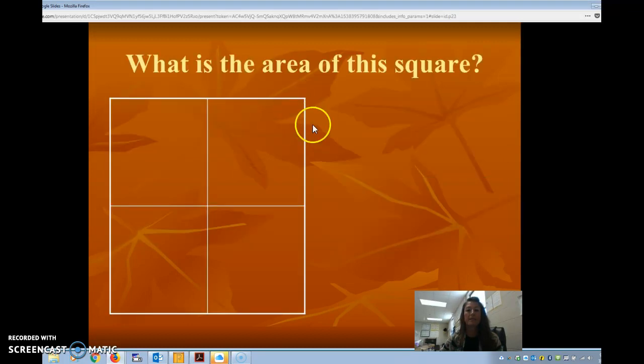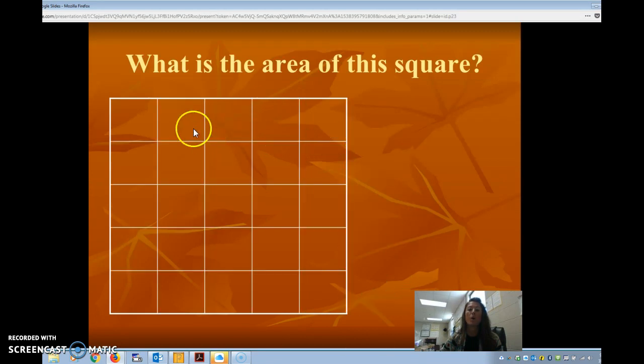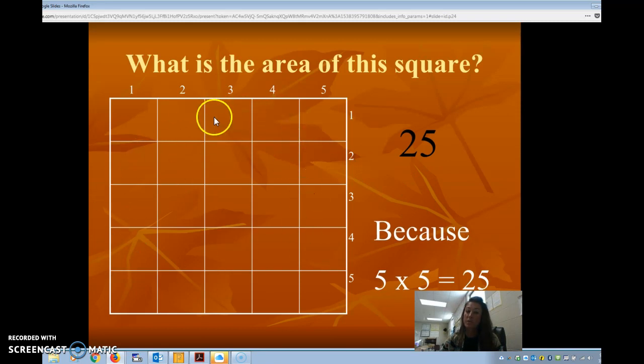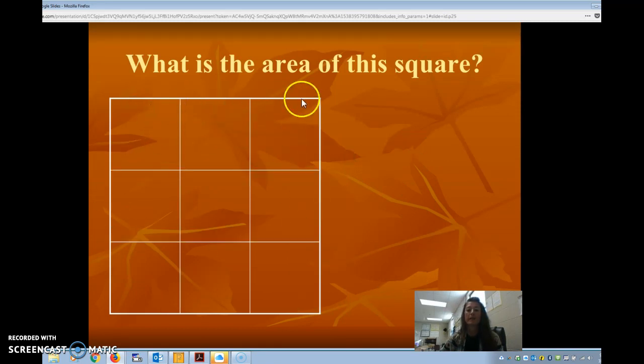Okay, what is the area of this square? So notice I have 2 on this side, I have 2 on this side. Remember the area is length times width. So if I do 2 times 2, it is 4. Or you can say 1, 2, 3, 4. So 2 times 2, 4. Perfect. What is the area of this square? Well, I have 1, 2, 3, 4, 5 across the top. 1, 2, 3, 4, 5 across the side. So 5 times 5 is 25. Or if you add all squares, you're going to get 25. Okay, this would be a 3 by 3, so it is 9. Very good.